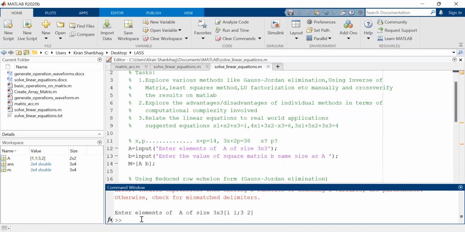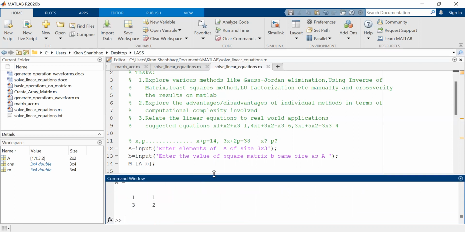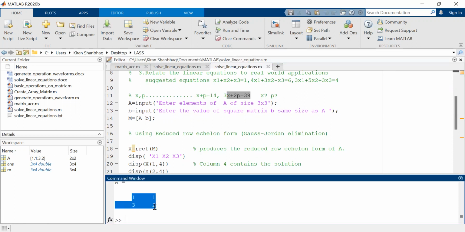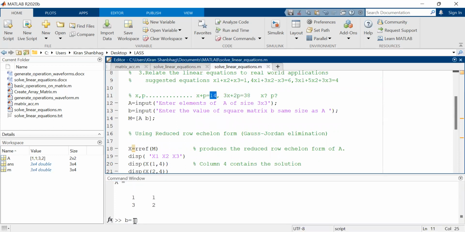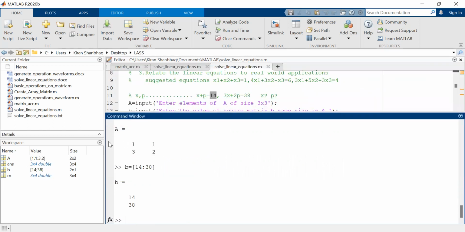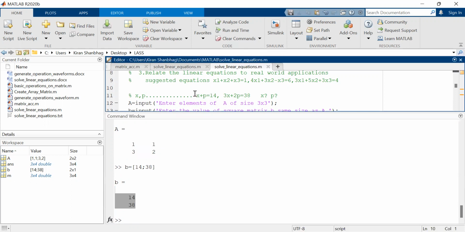So what is my matrix A? This one here is my matrix A. Are you getting the feel? X plus P equal to 14, 3x plus 2P equal to 38. My matrix A contains the coefficients. Then my matrix B is nothing but the answers, the last column 14 and 38, so I give them as 14 colon 38. So I have represented this task of two linear equations in terms of matrix A and B.